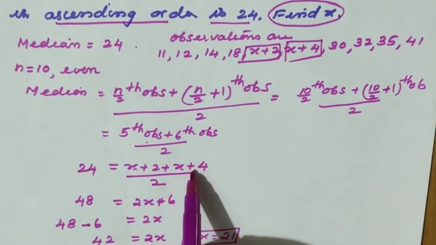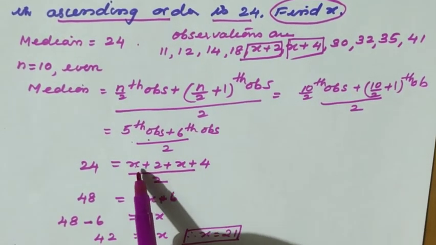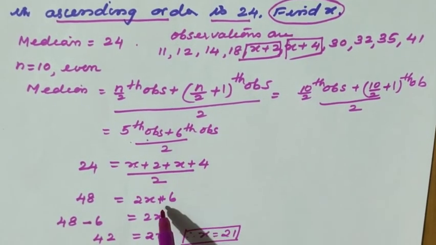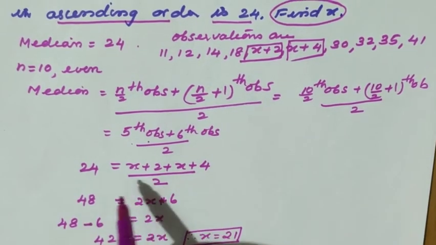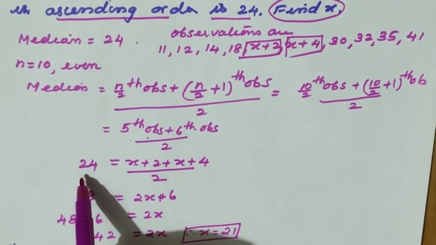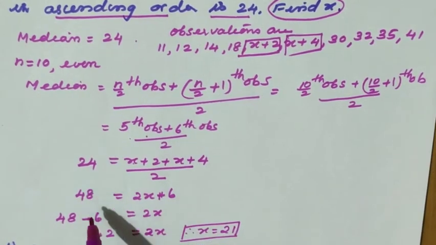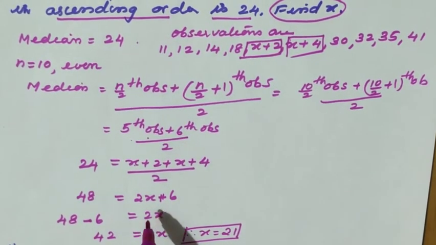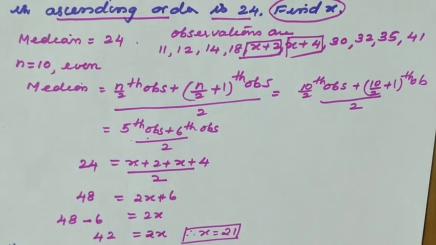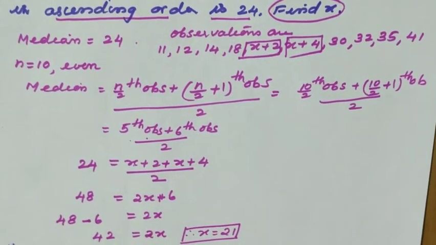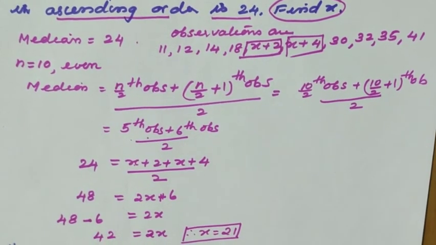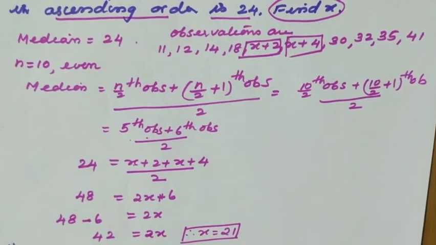So we substituted that x plus 2 plus x plus 4. x and x is 2x. 4 plus 2 is 6 divided by 2. Already median is given in the question, that is 24. So 24 into 2, that is 48 equal to 2x plus 6. So 6 I am bringing this side. So after solving, x equal to 21. So we got the unknown value for x equal to 21.